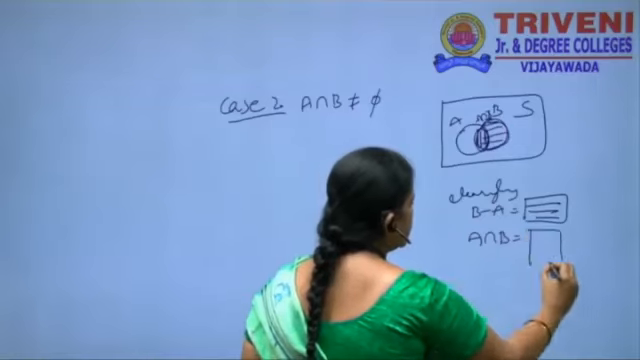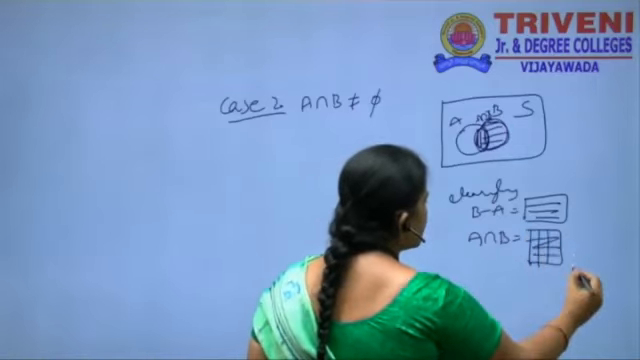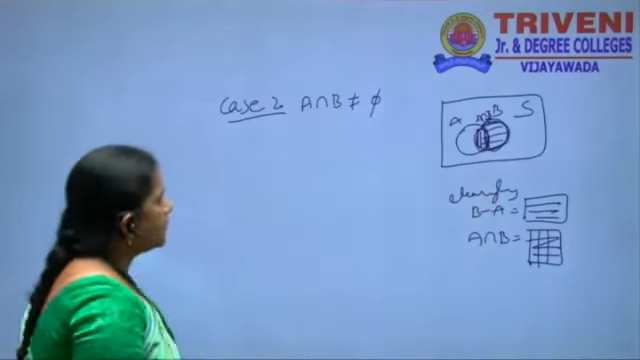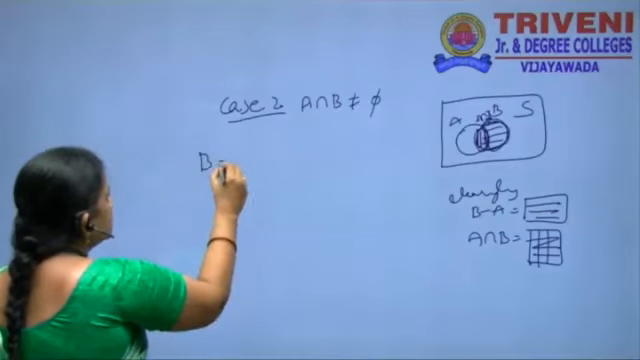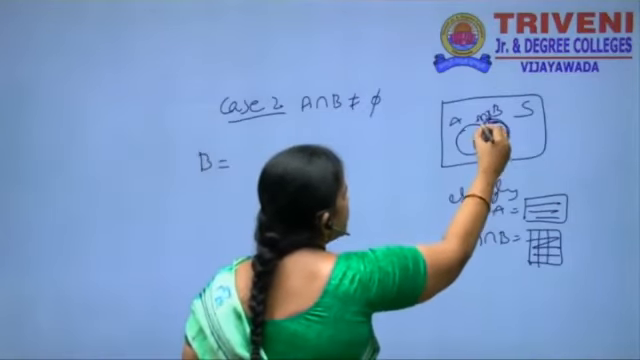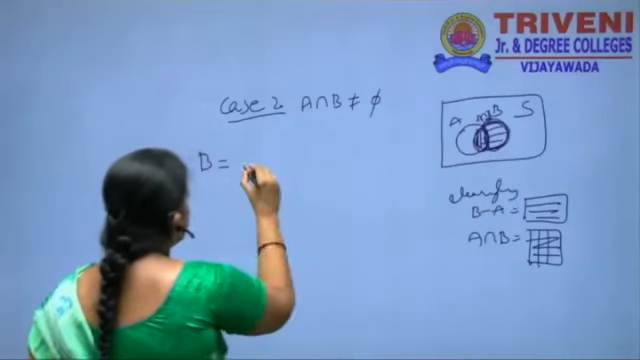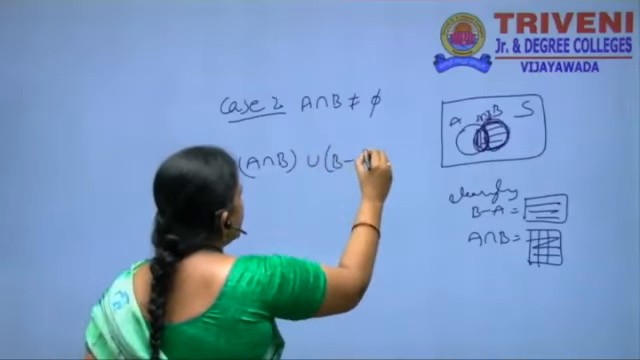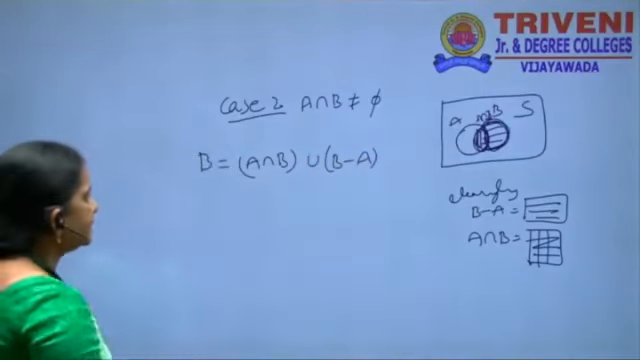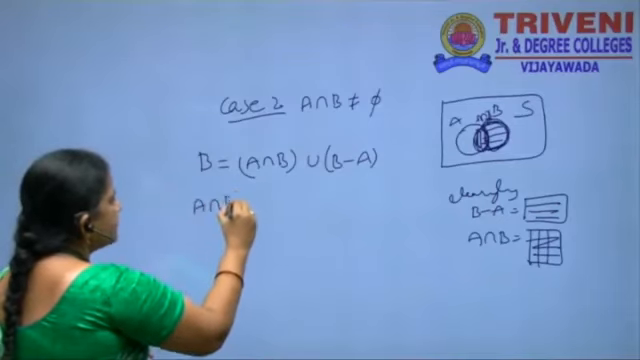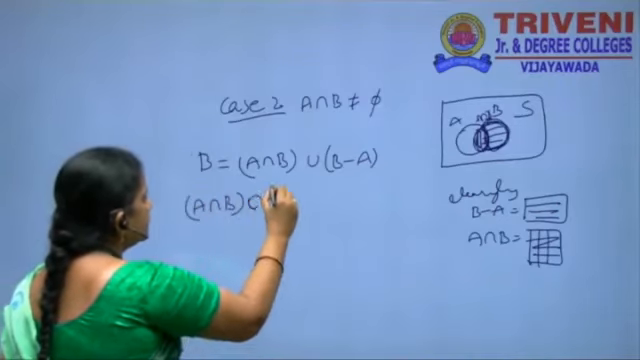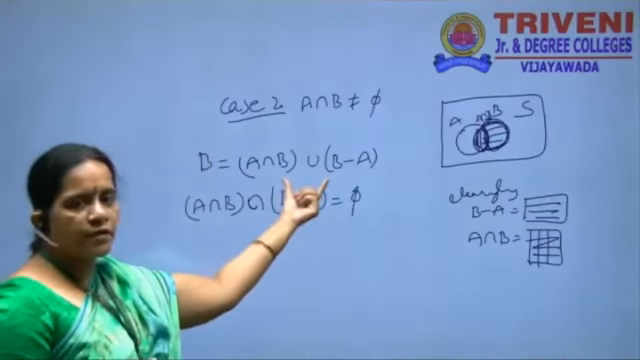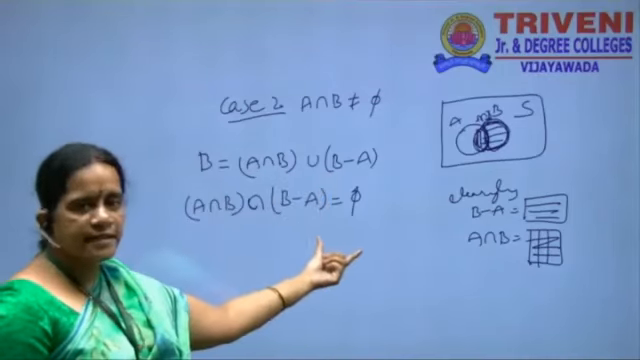A intersection B is this part and B minus A is here. From the figure, B is equal to the union of A intersection B and B minus A. The intersection of A intersection B and B minus A is equal to phi. These two parts' union is B, and these two parts' intersection is phi.